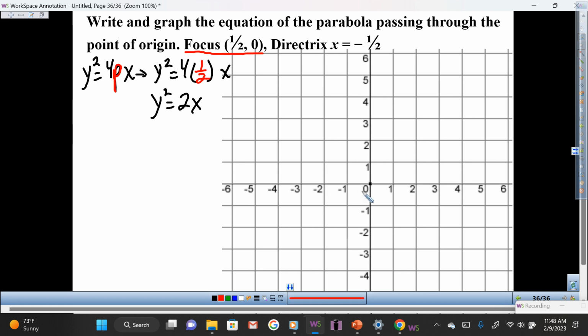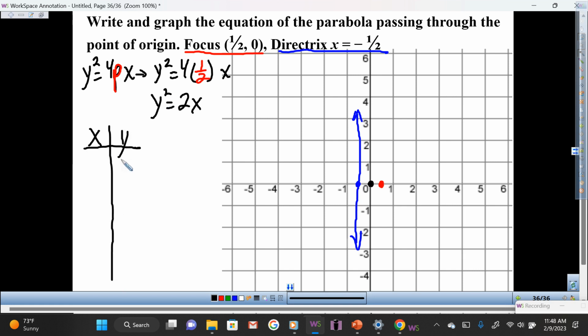All right, so let's plot what we've got. Our focus is at (1/2, 0), right there. The directrix is at -1/2, which is over here. The midpoint between those two is that point of origin right there. And we get our table. And since we have y squared, we start with the y at -2, -1, 0, 1, 2.